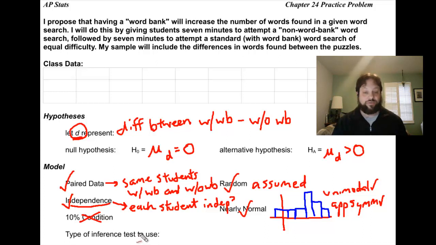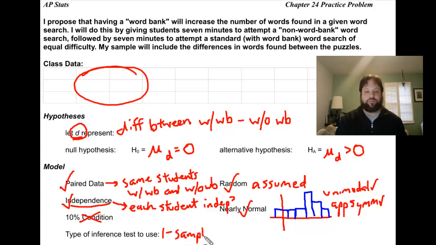What kind of inference test are we going to use on this? Even though it seems like we have 2 samples, remember that all we're really looking at are these differences up here. So this is actually going to be a 1 sample t-test, and what I'm actually going to call it is a 1 sample paired t-test. And I'm calling it paired because the differences are a before and after or with the word bank without. So I will call this a 1 sample paired t-test. All right, our conditions are met. We can continue on with this.